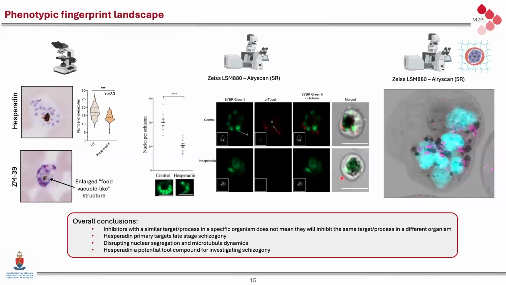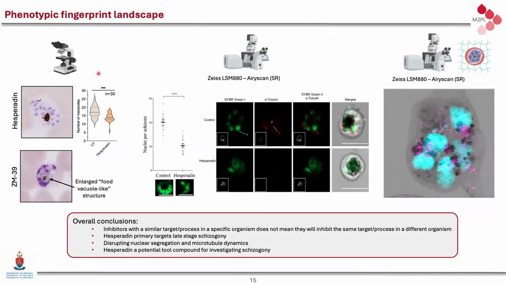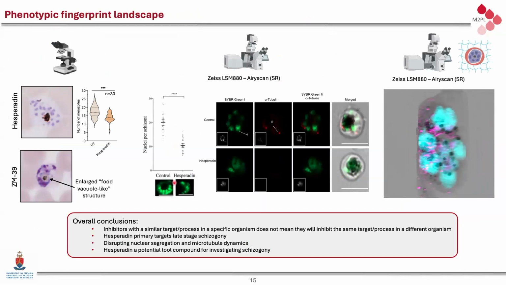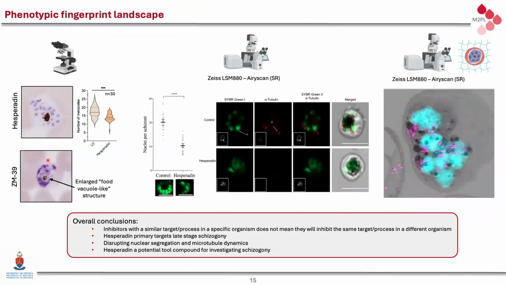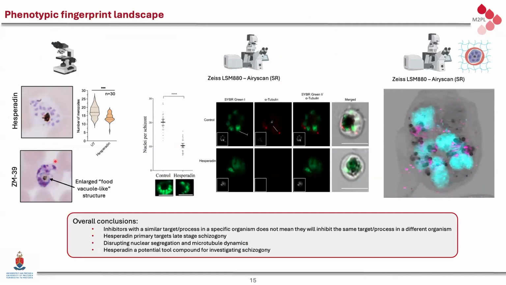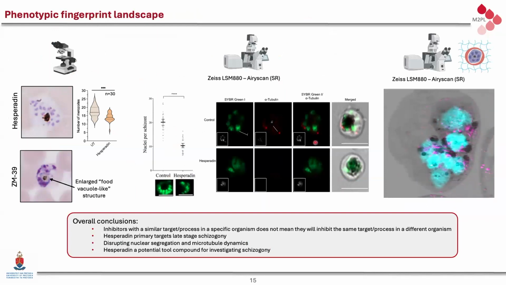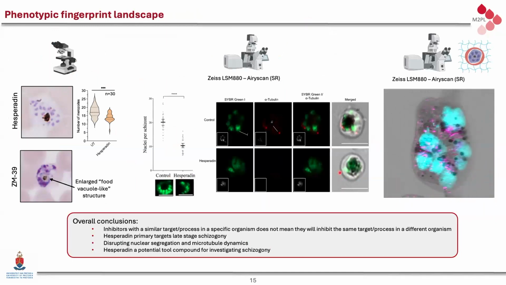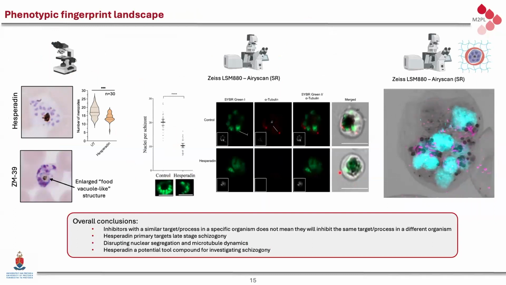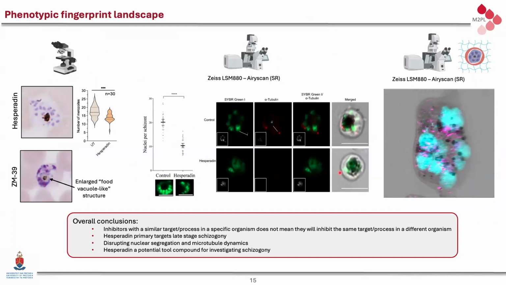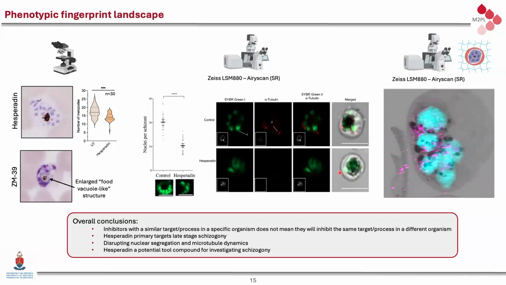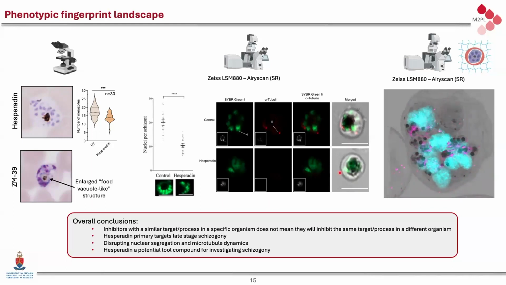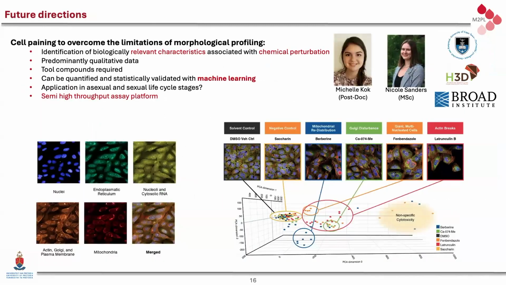So what is next? We already touched on this. We could ultimately form a nice phenotypic landscape where we could see, interestingly, two inhibitors that should be inhibiting the same process or protein having different phenotypic effects, and use expansion microscopy just to validate the effect that we saw with hesperidine-treated parasites, but with a lot more resolution and seeing the ultrastructures thereof.